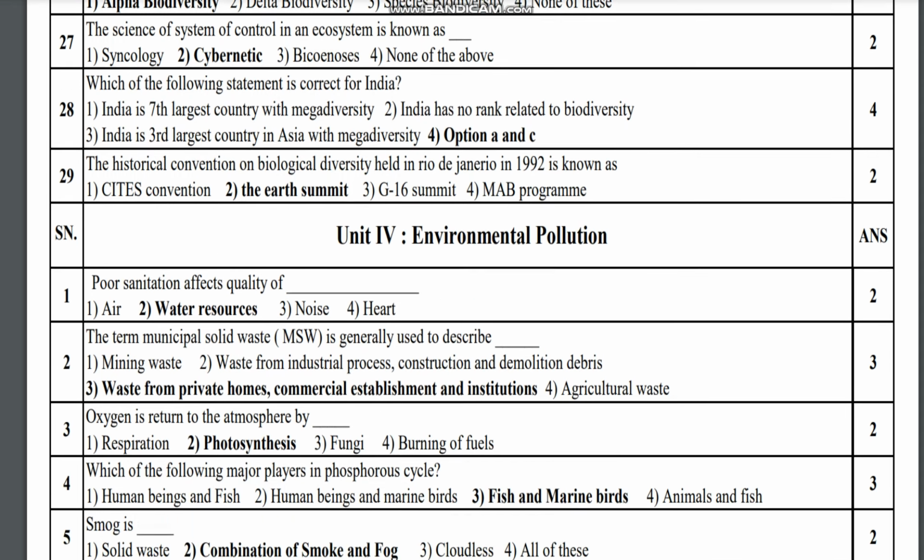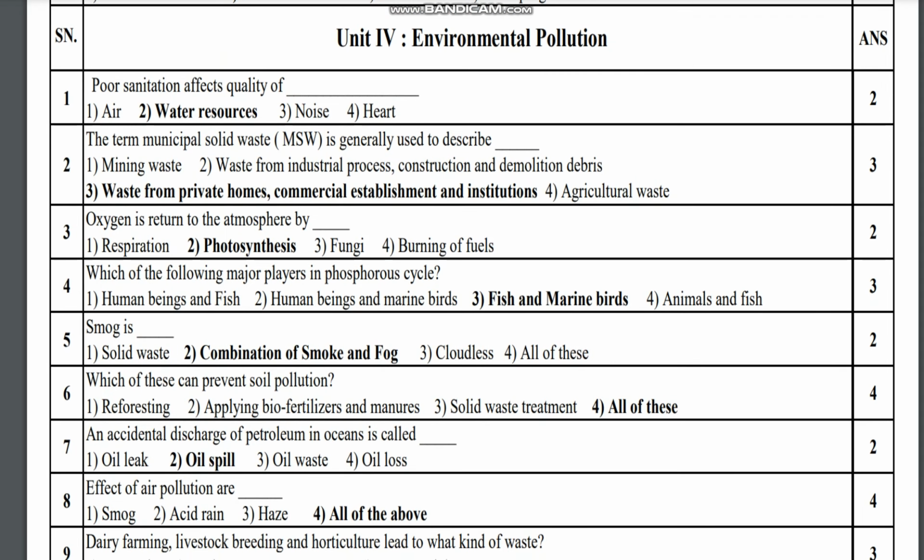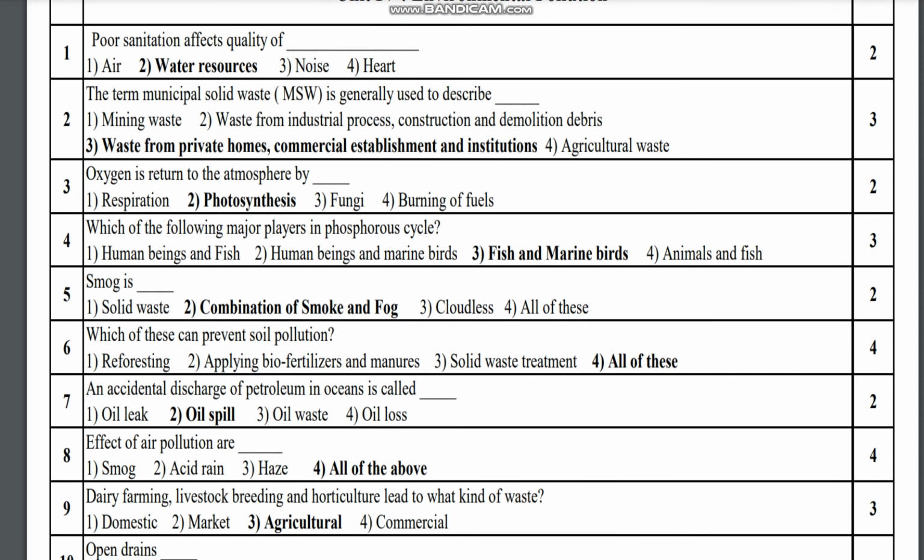Now chapter 4th, that is environmental pollution. Poor sanitation affects quality of water resources. Then next question: the term municipal solid waste, that is MSW, is generally used to describe waste from private homes, commercial establishments and institutions. Question number 3: oxygen is returned to the atmosphere by photosynthesis.